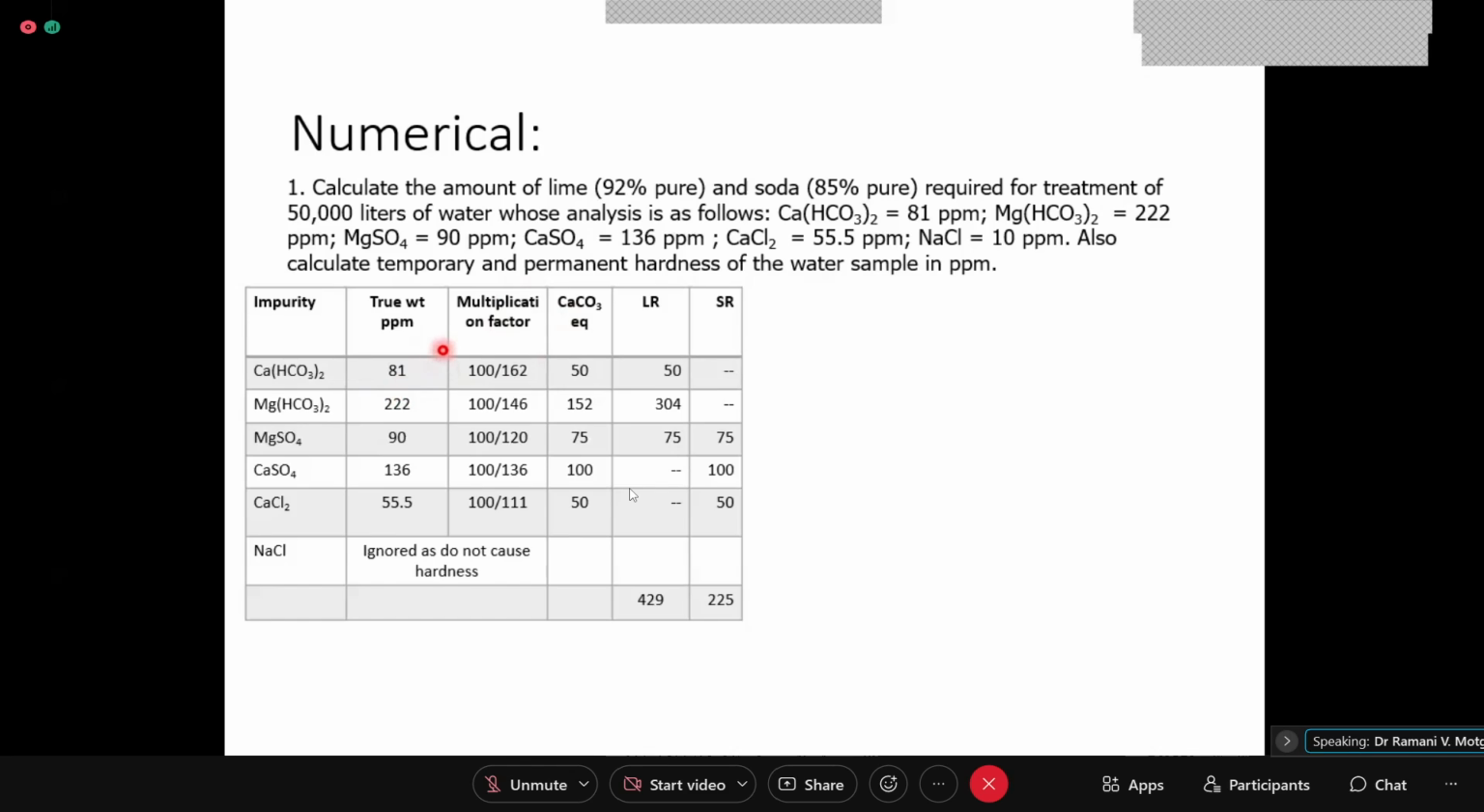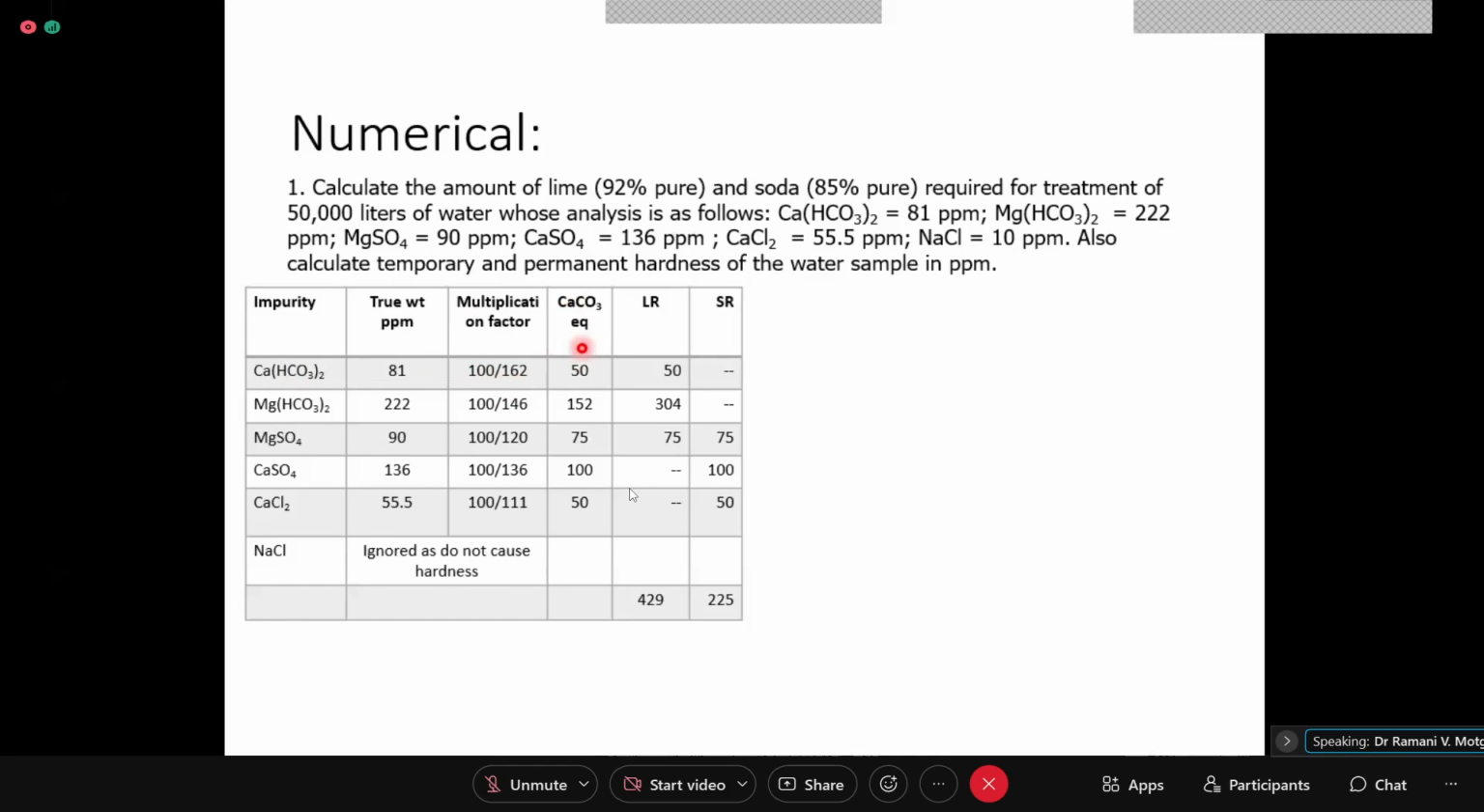like you are to get the CaCO3 equivalents. If you remember, we wrote the CaCO3 equivalents is equal to the weight of hardness causing salt into the molecular weight or equivalent weight of the calcium carbonate divided by the molecular weight of the hardness causing salt. This has been written earlier, how to calculate CaCO3 equivalents. So here the multiplication factor for calcium bicarbonate is 100 by 162.